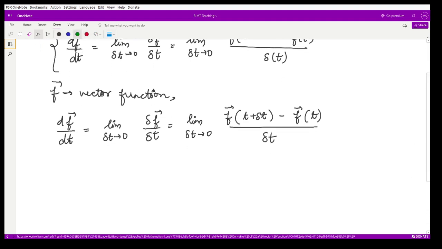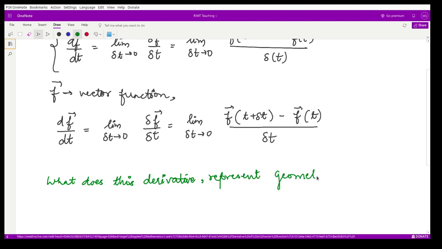Now you should be asking, what does this represent geometrically? So the next question here is, what does this derivative represent geometrically? So let's have a look at this one.